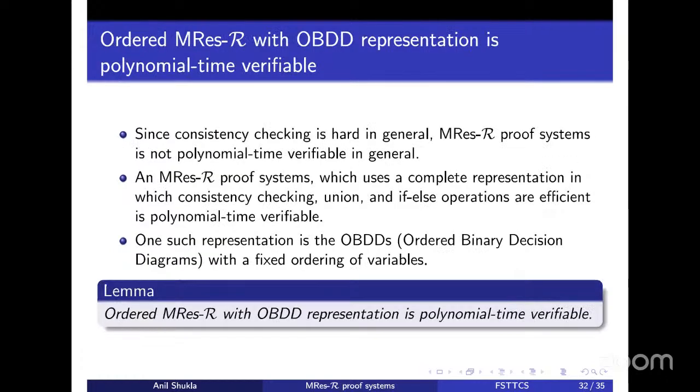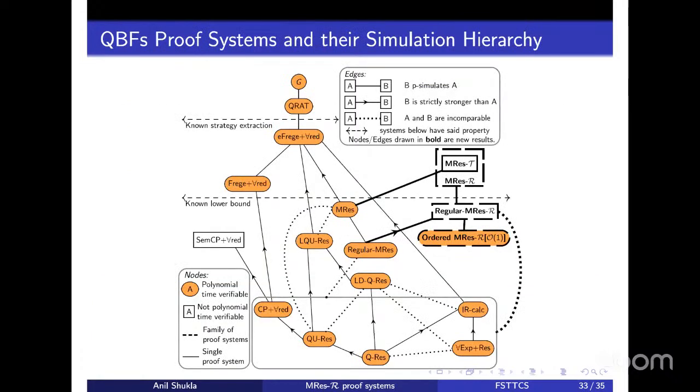Two minutes. I said that at the end I will come back to knowledge representation, knowledge compilation. I said that consistency checking in general is hard, but there are ordered binary decision diagrams, for which consistency checking is easy. And if you allow only OBDD representation in our proof system, then they are called verifiable. So this is what I have shown.